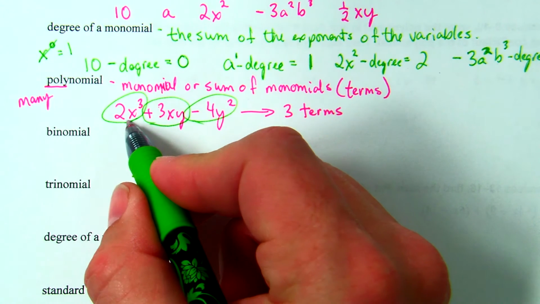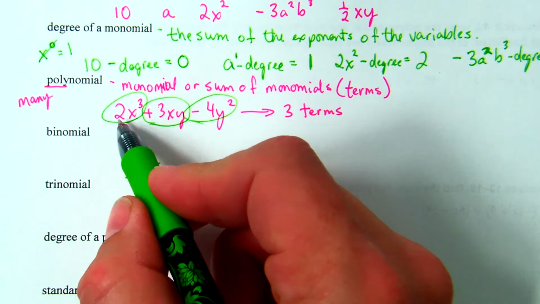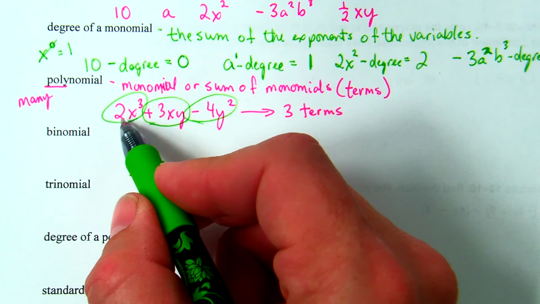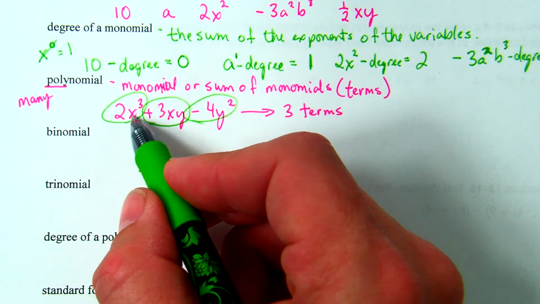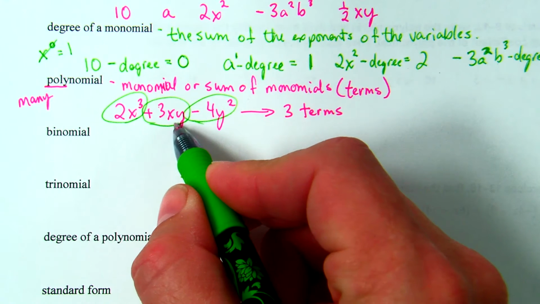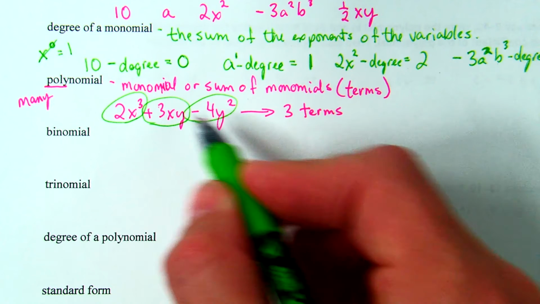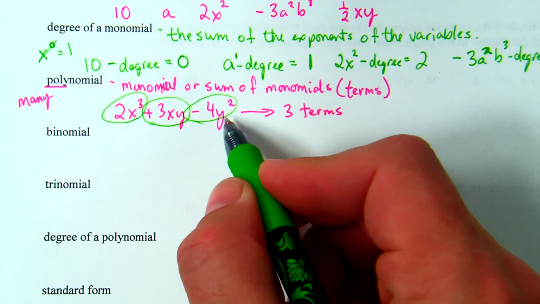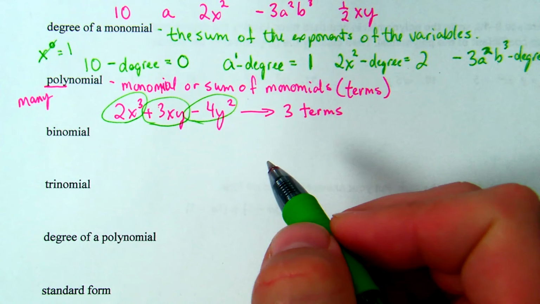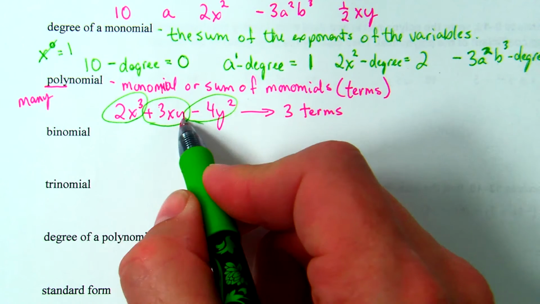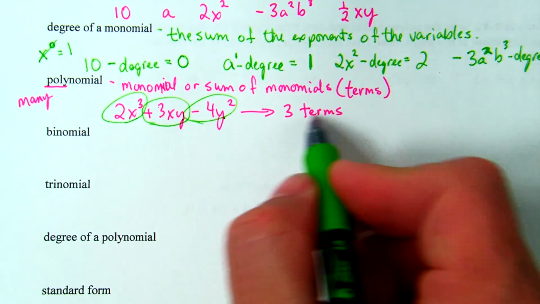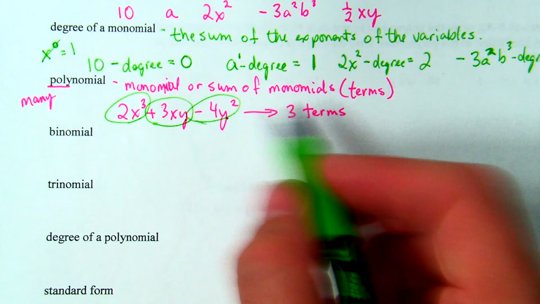Or that's a monomial. Remember, a monomial is a number, a variable, or a product of a number and one or more variables. Here's a product of a number and 2 different variables, and here's a product of a number and 2 of the same variables. So that's a monomial, that's a monomial, that's a monomial. We have 3 terms in this polynomial here.